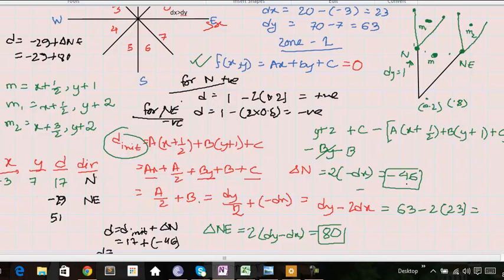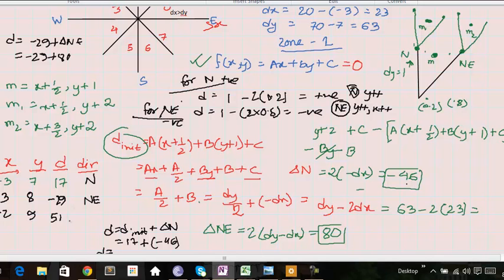Since it's a north direction, what happens is the y value only increases, y plus plus, but in northeast, y also increases and x also increases. This is for north, this is for northeast. So in north direction only the y value increases, so 8, and this will be minus 3. In northeast direction y and x both increase, so minus 2, 9.